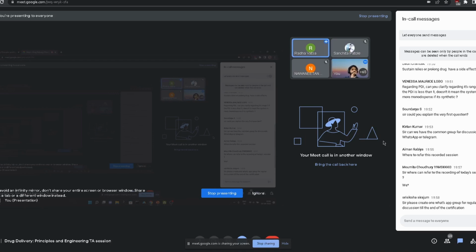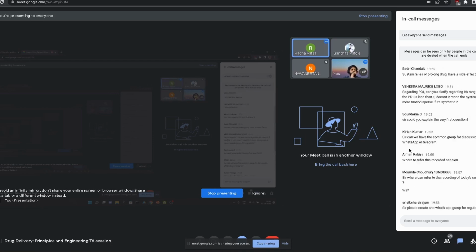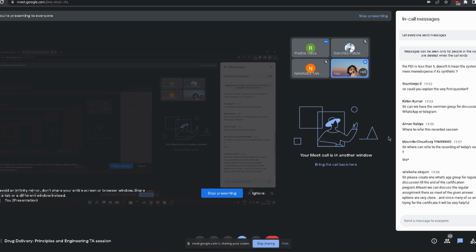What would be the ideal range of polydispersity index? It depends on your application, but ideally you want to keep it as close to one as possible. So you want the two polymers to sort of mix well together, no? Yeah, you want to keep it as close to one as you possibly can.